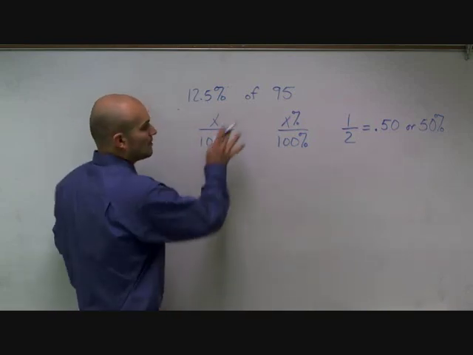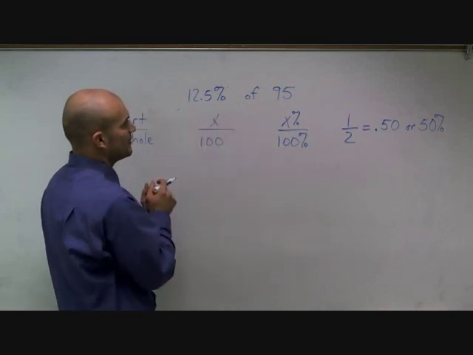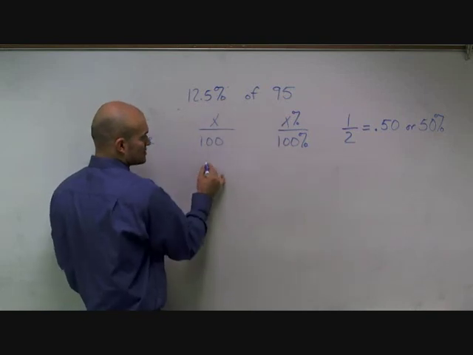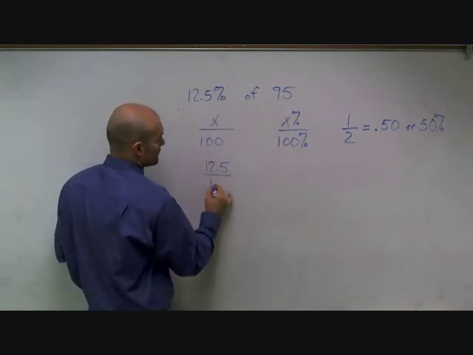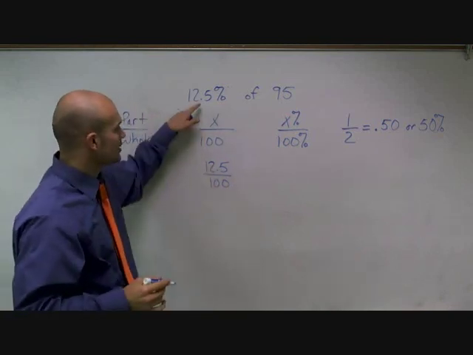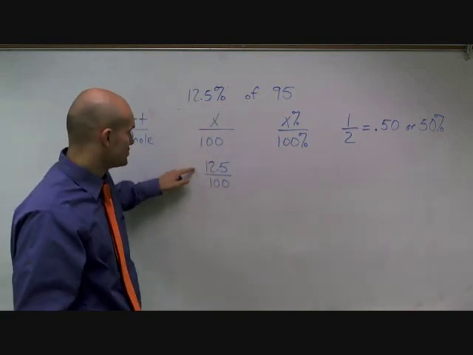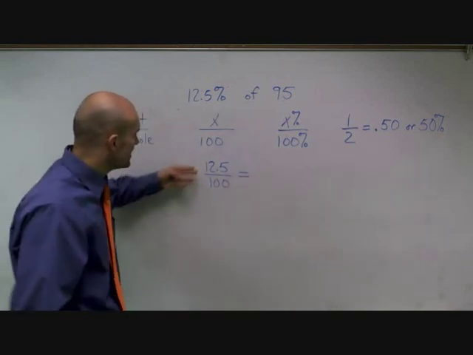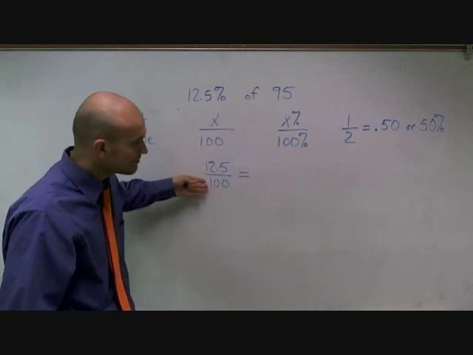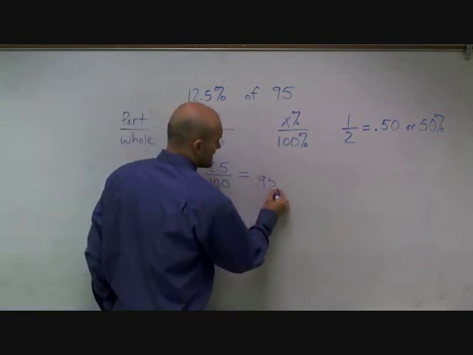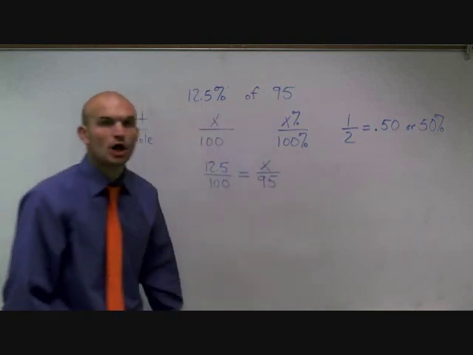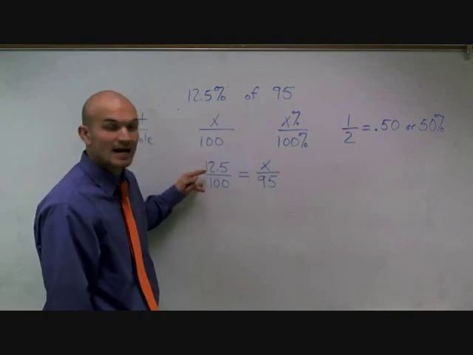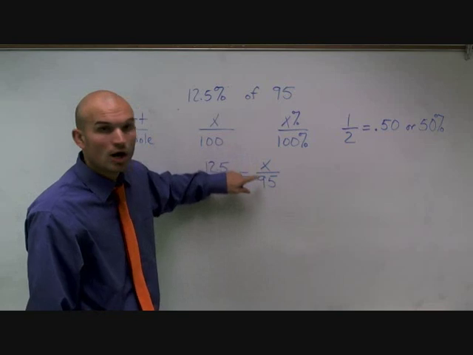In this problem, they're asking us to find 12.5%. Remember, I told you 12.5 is your percentage. So I'm going to write 12.5 out of 100, because that's your percentage out of your whole. What they're asking is, if 12.5 out of 100, what is that when my whole is 95? What is my part, which we call x? So what we've just created is a proportion: 12.5 out of 100 is equal to what part out of 95?